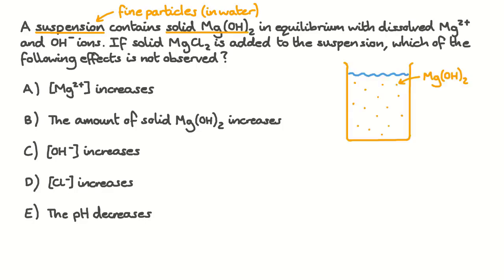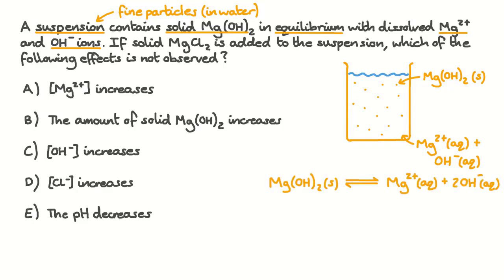Suspension refers to fine particles suspended in solvent, usually water. So what we have is an aqueous suspension of magnesium hydroxide. This solid is in equilibrium with dissolved magnesium and hydroxide ions. So here we have our equilibrium equation: solid magnesium hydroxide in equilibrium with magnesium ions and hydroxide ions, both dissolved in solution.